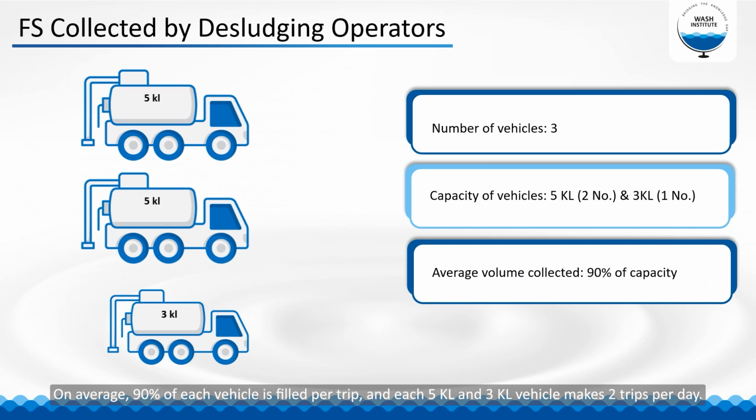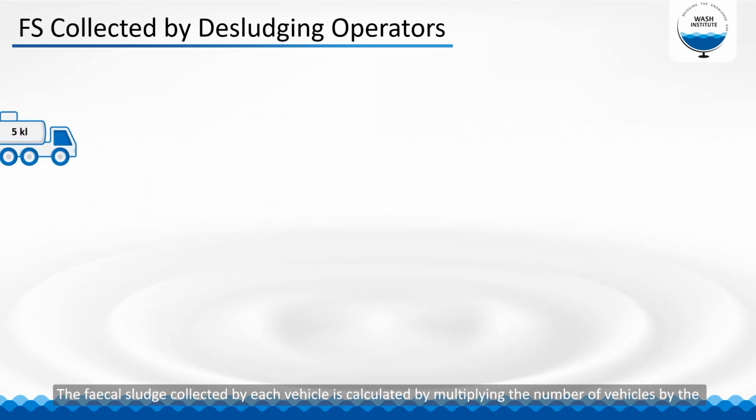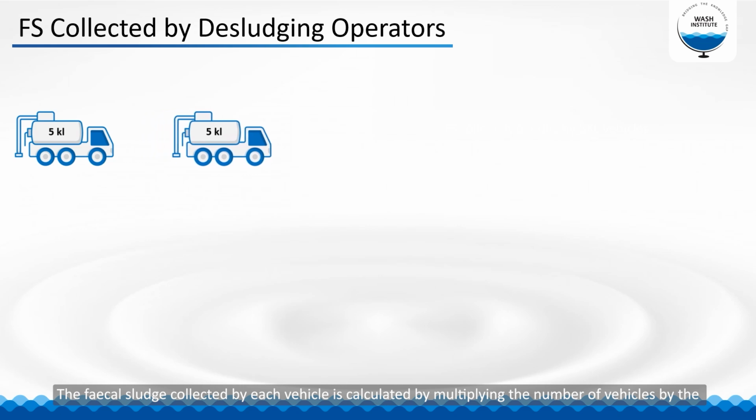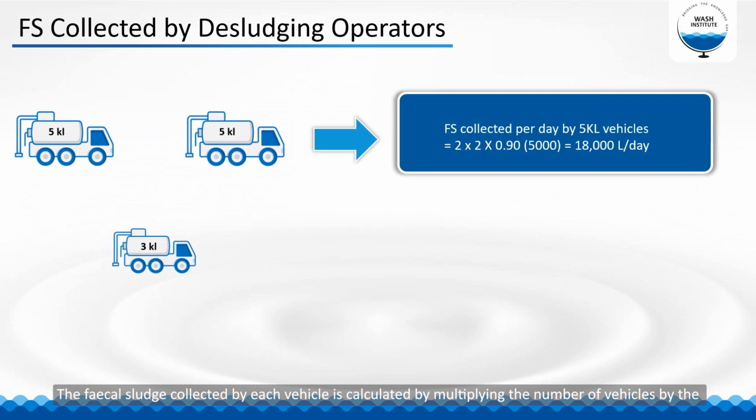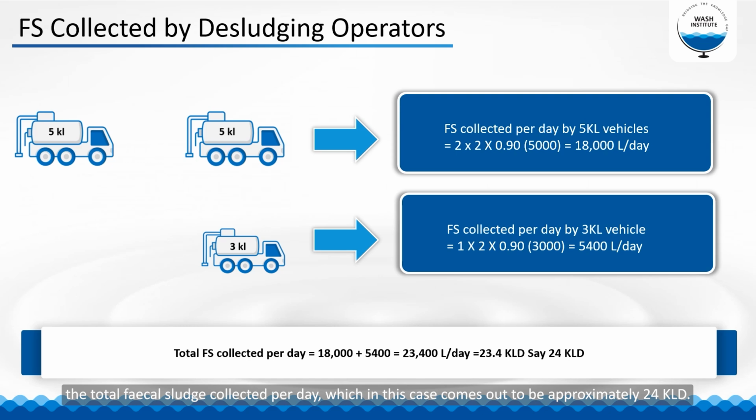On average, 90% of each vehicle is filled per trip and each 5 kl and 3 kl vehicle makes 2 trips per day. The fecal sludge collected by each vehicle is calculated by multiplying the number of vehicles by the average number of trips and the volume of fecal sludge collected per trip. The fecal sludge collected by each type of vehicle is then added to compute the total fecal sludge collected per day, which in this case comes out to be approximately 24 KLD.